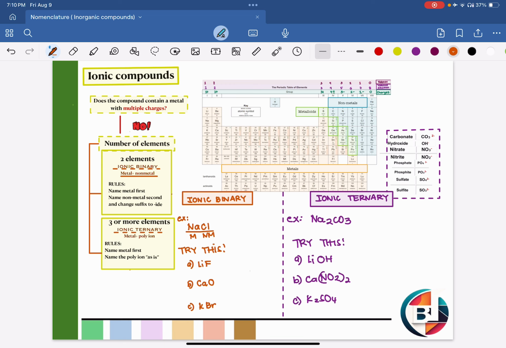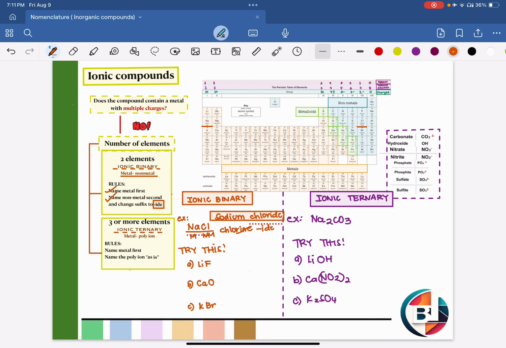The rules are simple. First, you just need to name the metal as is. So look for it in the periodic table and copy the name that is identified there. So your Na is sodium. Next, your non-metal should just be changed to IDE. So originally, I have Cl here, which is chlorine, but the rule says that I need to change the suffix into IDE, so that would make me have chloride. So the name of NaCl is sodium chloride.